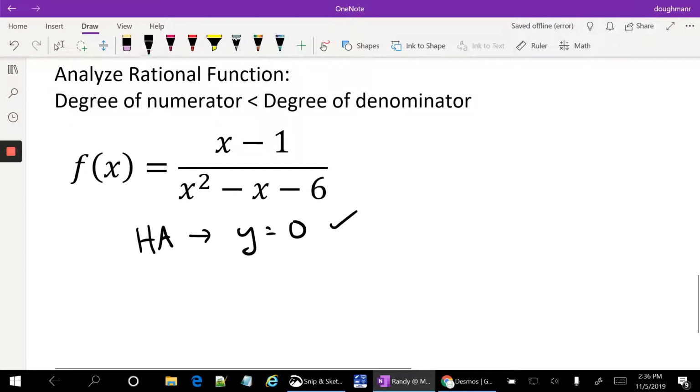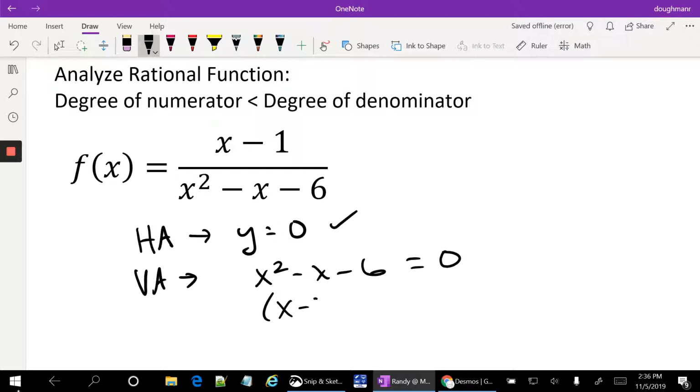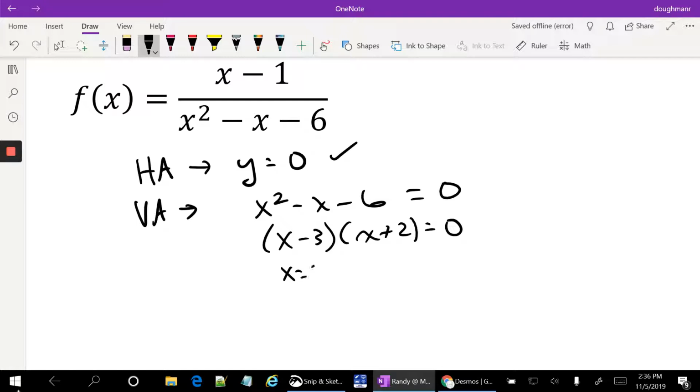Done. All right, next thing, let's find the vertical asymptotes. So let's look at the denominator, x squared minus x minus 6, and figure out when that's 0. We can factor: x minus 3 times x plus 2 equals 0. So my vertical asymptotes are going to be x equals 3 and x equals negative 2.